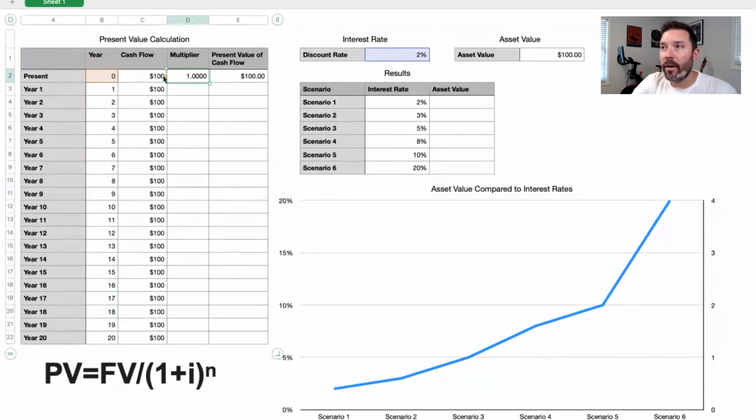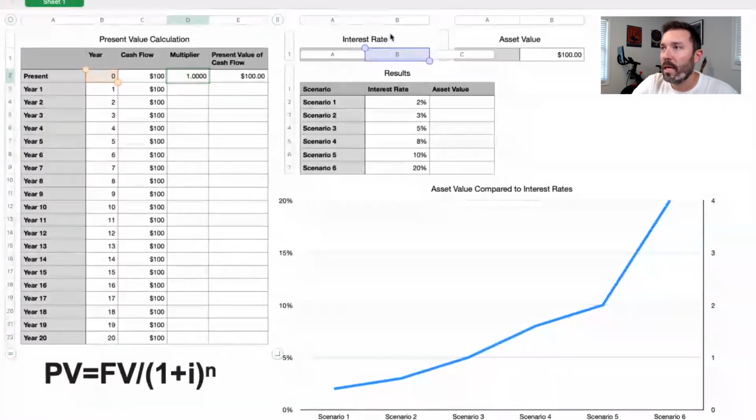Now the multiplier here, this is going to tell us what the present value of those future cash flows are here. And this is the formula right here. Present value of future cash flows equals the future cash flow itself divided by 1 plus the interest rate to the power of the number of years. So this formula is 1 divided by 1 plus the interest rate, which I have up here in this blue box, to the power of years, which is the orange box right here.